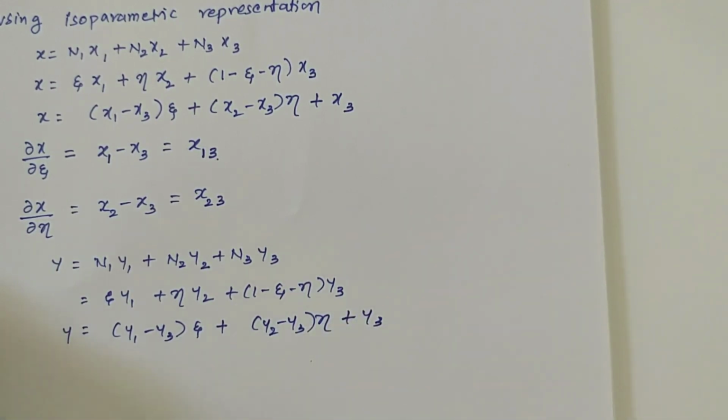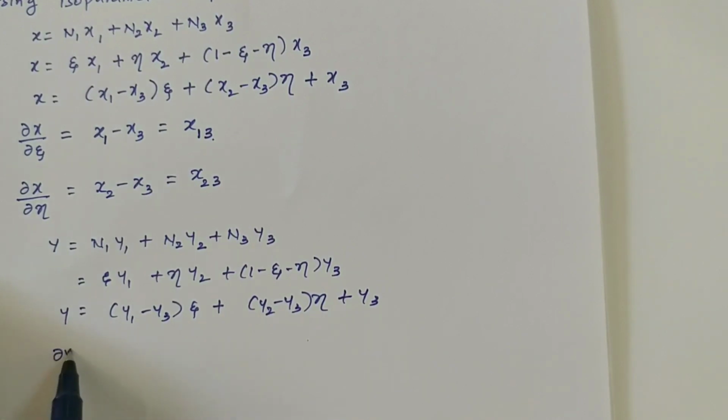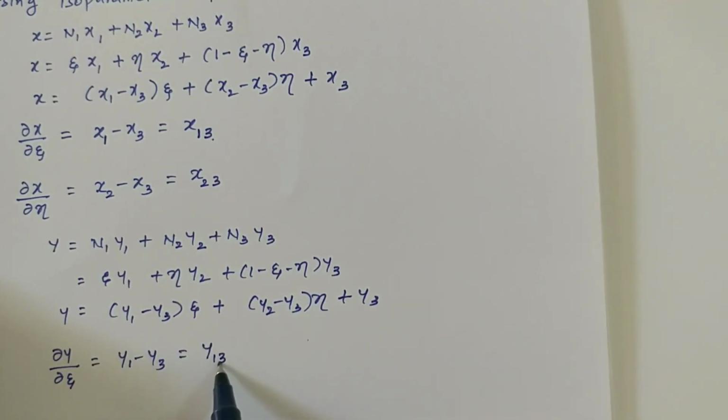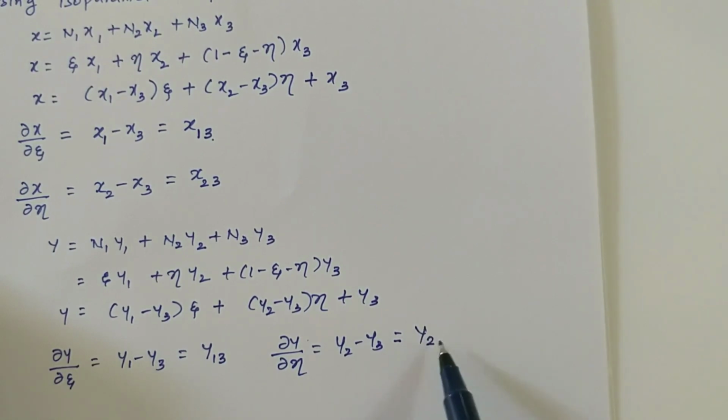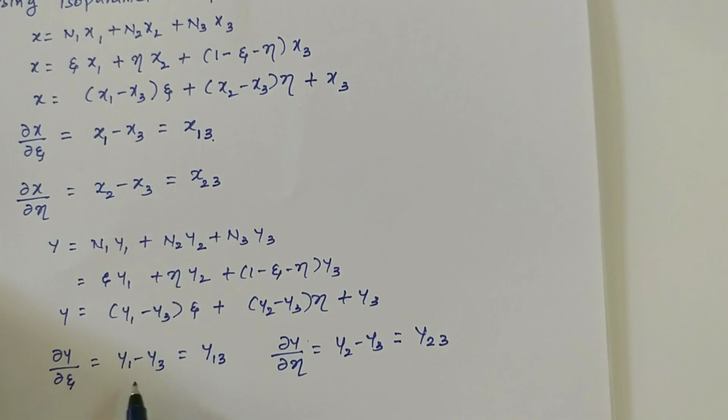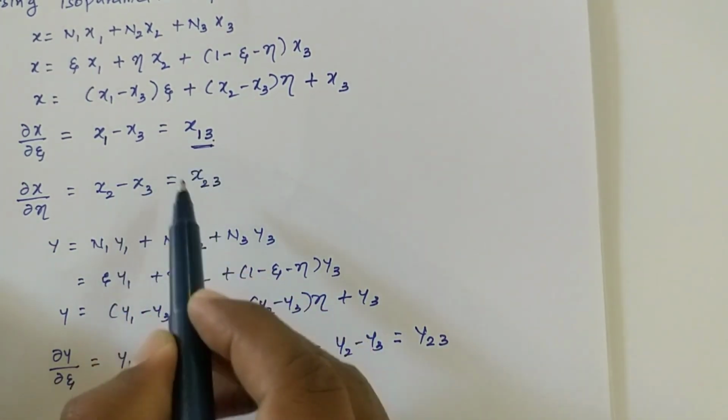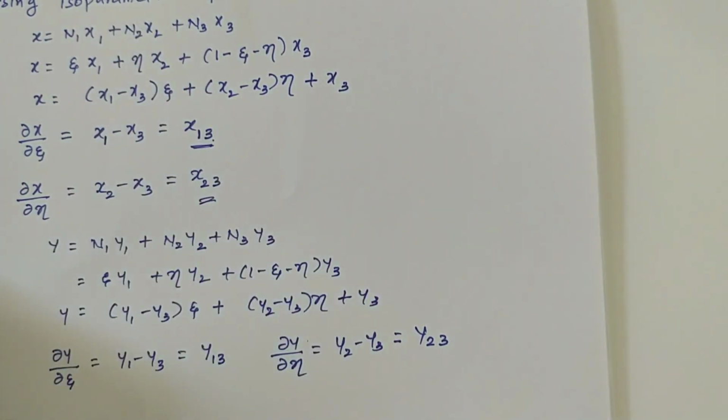Again, differentiating this with respect to zeta first, we get y1 minus y3, which can be represented as y13. Now differentiate this equation with respect to eta: y2 minus y3, which can be represented as y23. And by substituting all these variables into the J matrix, the J matrix can be represented like this.